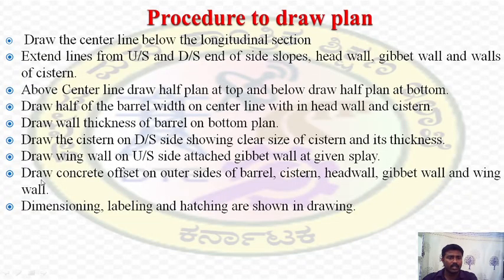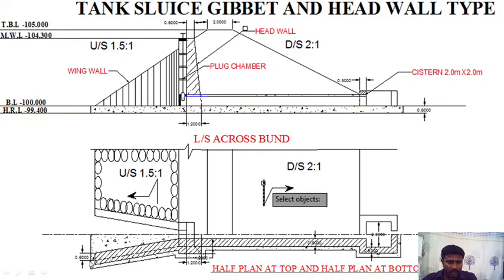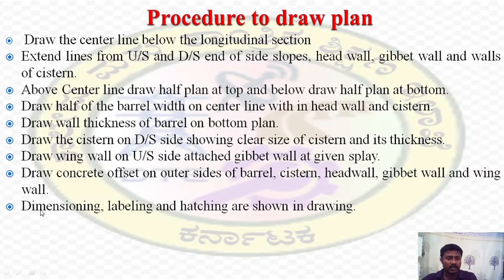So next, draw concrete offset on the outer side of the barrel, cistern, edge wall, gibbet wall and wing wall. This is the concrete offset on the wing wall, and concrete offset on the gibbet wall, edge wall, side walls and cisterns. If in your problem they have not given it, you have to suitably assume 0.3 to 0.4 meter. Then finally dimensioning, labeling, hatching as shown in the drawing.